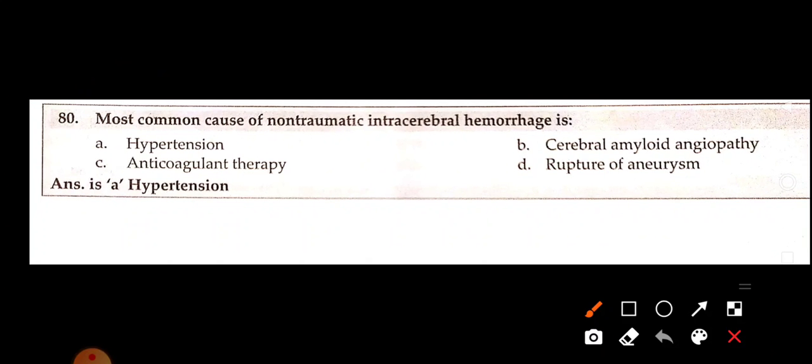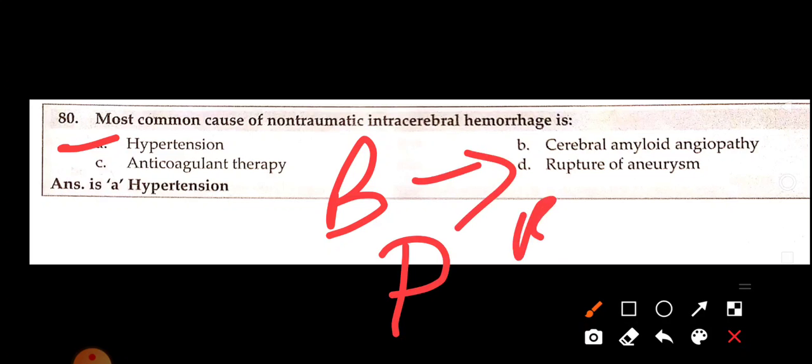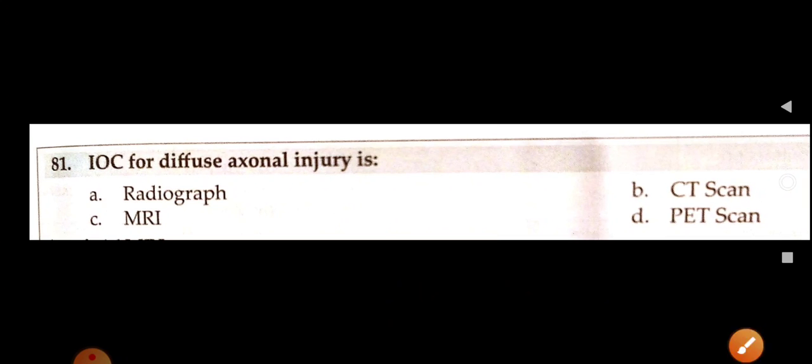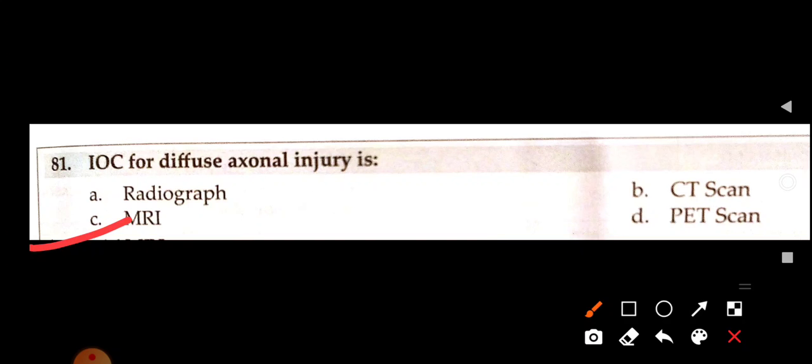The most common cause of non-traumatic intracerebral hemorrhage is, remember, hypertension, BP mnemonic. B means basal ganglia, most commonly involved, and the most common cause of non-traumatic intracerebral hemorrhage is hypertension. Now, the investigation of choice for diffuse axonal injury is MRI, it is the best. Okay.